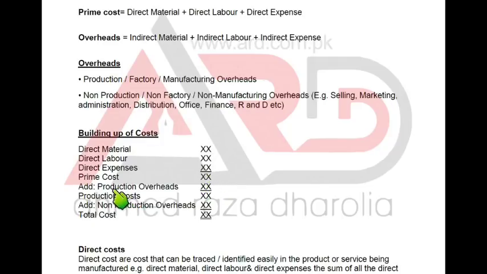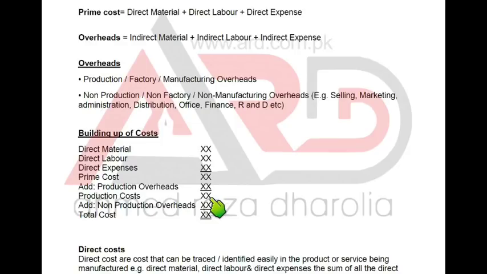After prime cost, we will be adding production overheads. Now, what are production overheads? Production overheads are all indirect costs, such as indirect material, indirect labor, indirect expense that are being incurred in a factory. Prime costs are direct costs and production overheads are all indirect costs. This means these six costs constitute production costs. Production costs means all the six costs, whether they are direct or indirect, that are being incurred in a factory.